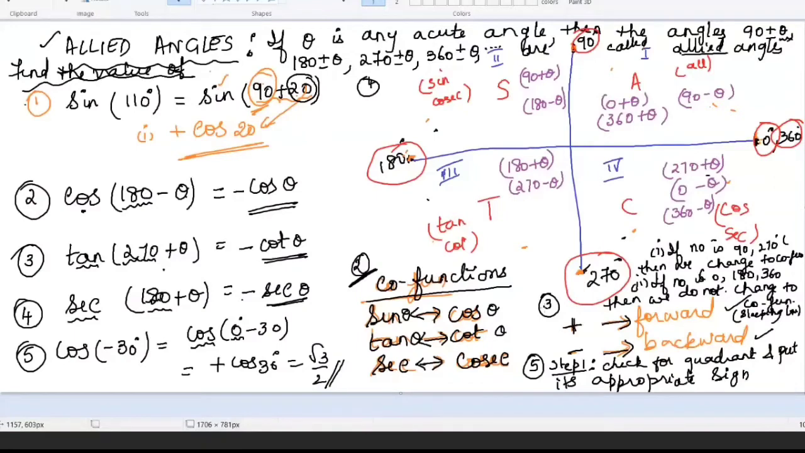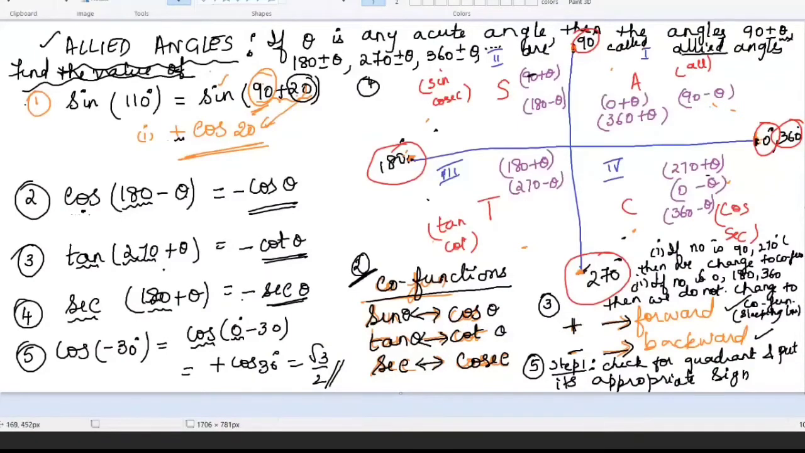What is step 1? Check for quadrant. Where you have written 90 plus, second quadrant. Second quadrant, sign is positive, so first write its answer with plus. Then check the first number, second step. If it is 90, change to cofunction. Who is the cofunction of sine? Cos. Then write that number, 20.